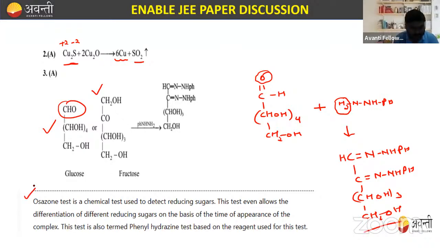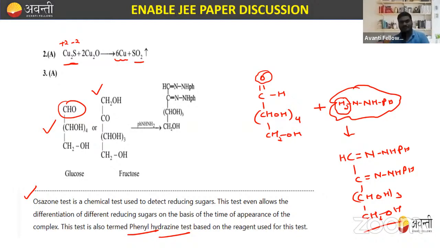What is osazone, beta? The osazone test is a chemical test used to detect reducing sugars. Okay, so osazone tests are basically used to detect reducing sugars, and this test even allows differentiation of the different reducing sugars on the basis of the time of appearance of the complex. This test is also termed the phenylhydrazine test. Why is it called the phenylhydrazine test, beta? Due to the reagent name, phenylhydrazine, because in this test phenylhydrazine is used. That's why this test is known as the phenylhydrazine test, based on the reagent used.